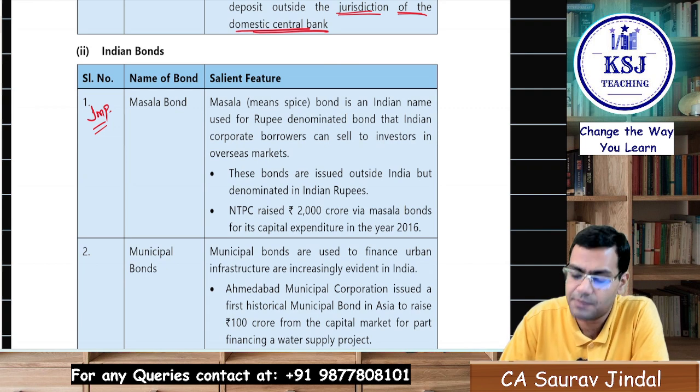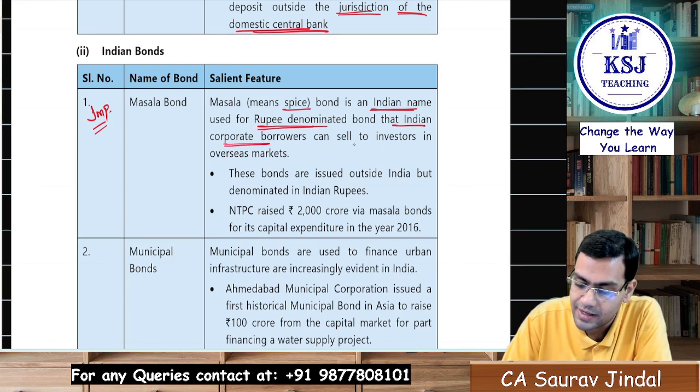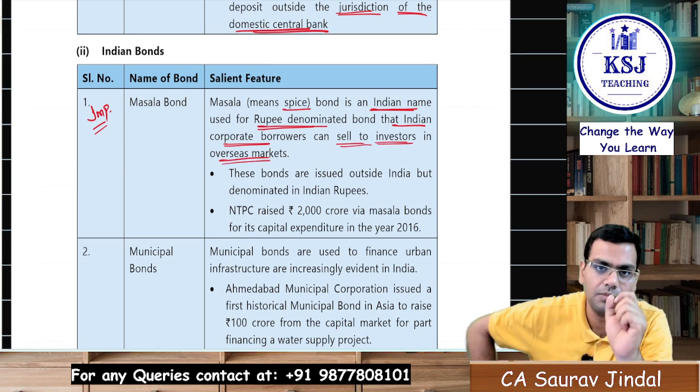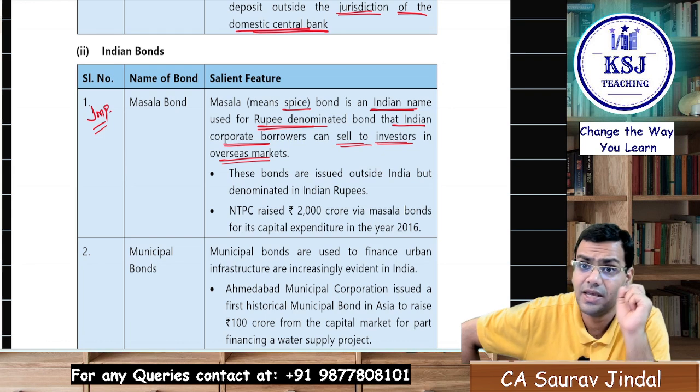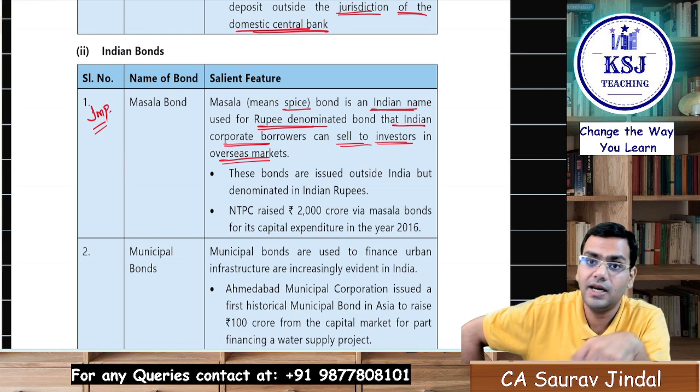Masala means the spices, right? The Masala bond is an Indian name used for a rupee denominated bond that Indian corporate borrowers can sell to investors in the overseas market. So what is this kind of bond? This bond has a feature that it is issued in INR in the foreign market, not in India.